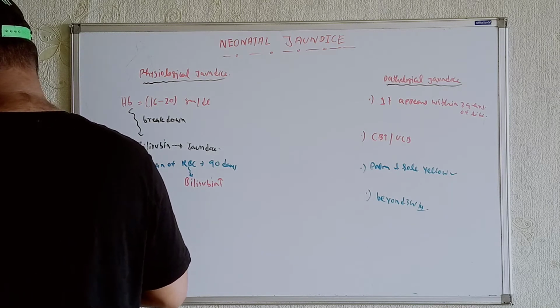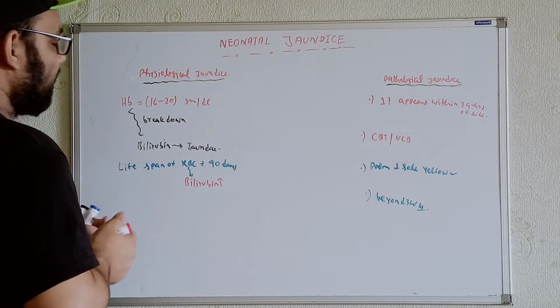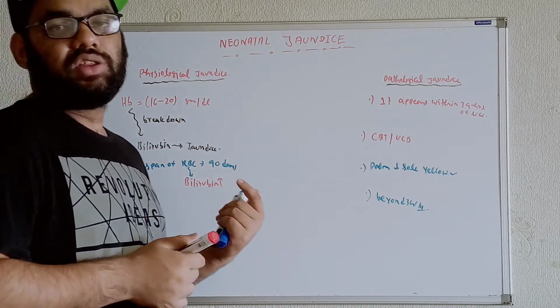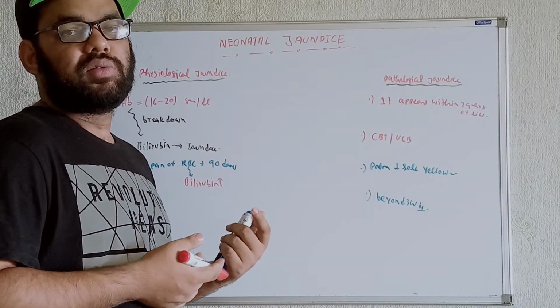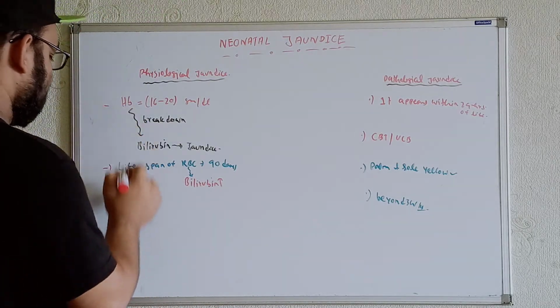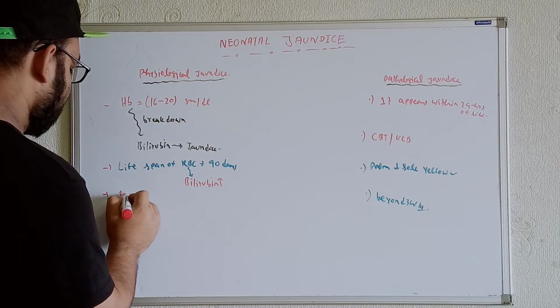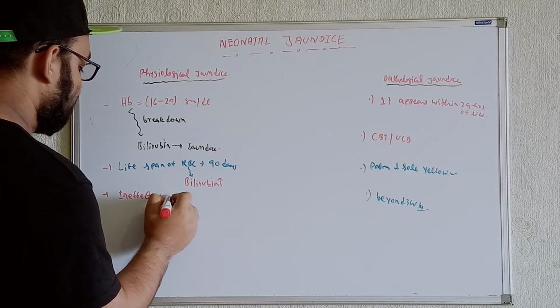Now another thing I have to know: in the neonates we will get ineffective erythropoiesis. Ineffective erythropoiesis means the erythropoiesis process will not be seen properly. So in this case, another reason we can write is ineffective erythropoiesis.